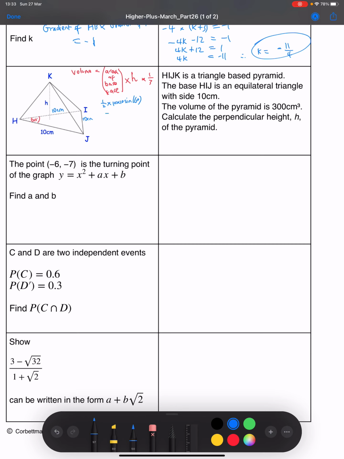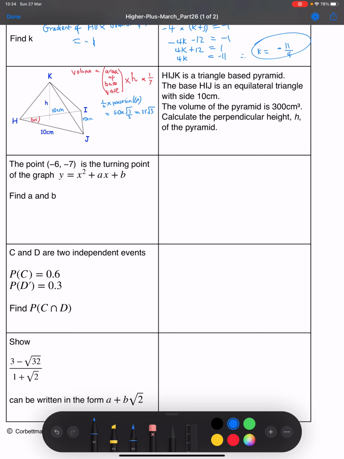Okay, and that is going to be, what is that? A half times 10 times 10 times sine 60. So 10 times 10 is 100, times a half is 50. Sine 60 is √3 over 2. So that's 50 times √3 over 2, which is 25√3. I'm going to leave it as an exact answer just because dealing with decimals and things is a bit long. Now that's the area of the triangle.